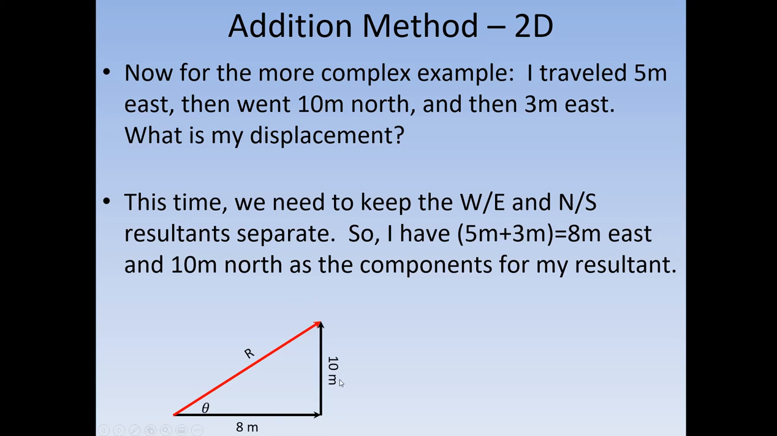From here, since I have these two sides and I'm looking for this hypotenuse side, I can pull out the Pythagorean theorem, a squared plus b squared equals c squared, plug the numbers in, and I get that this is 12.8 meters. Another thing I mentioned before is that sometimes you might be tasked with finding the angle.